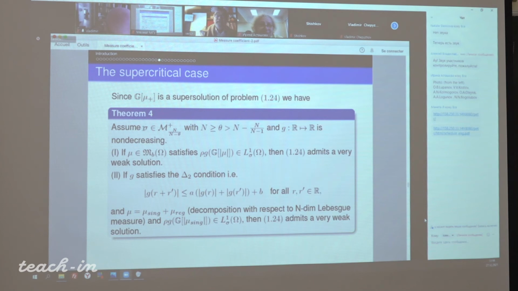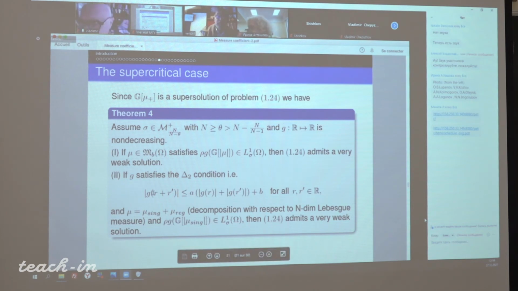Now you take a measure sigma. You assume that sigma is in this Morrey space, with theta between n and n over n minus 1. So there is a restriction. Now if mu is bounded, and if rho G of mu is in L1 of sigma, then this equation admits a very good solution.